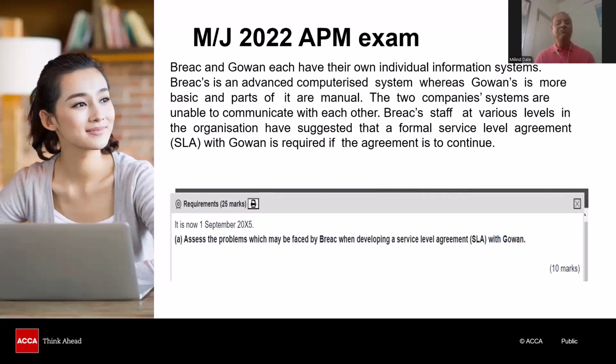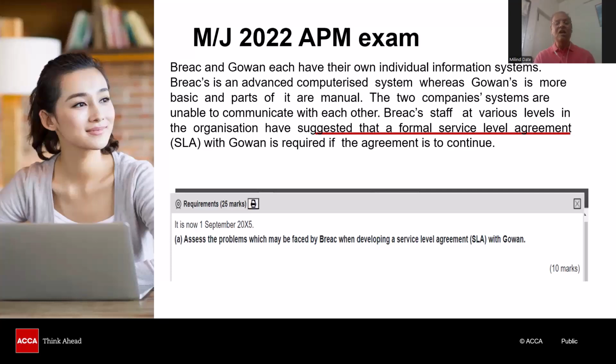And therefore, the staff has suggested that there has to be a formal service level agreement. Service level agreement is something which is part and parcel of any networked organization. And this sort of an arrangement spells out very clearly what each partner would be doing, what are the roles and responsibilities, how the information will be shared, etc. And the question was the assessment of the problems that may be faced by one of the companies in developing a service level agreement with the other company.